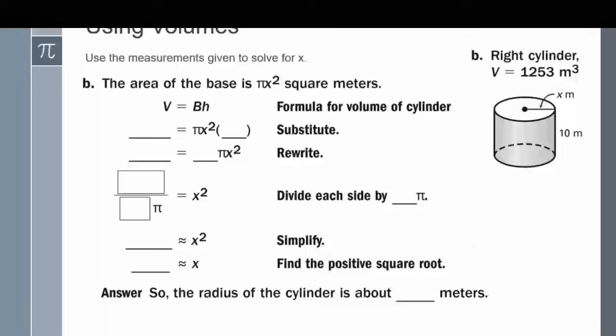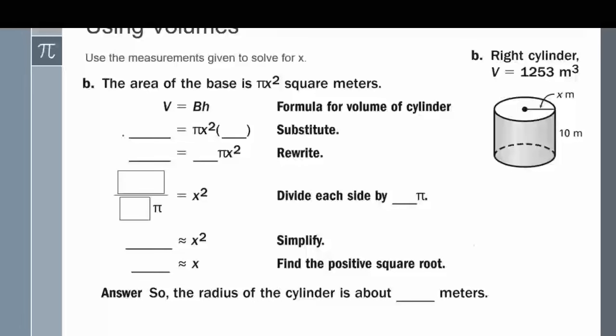In part B, we are given the volume of the right cylinder, which is volume equals 1,253 meters cubed. We need to find the radius of the cylinder. We also have the height over here. So we start by writing the formula volume equals base times height. We know that the base for a right cylinder is the area of the circle, which is pi r squared. Here we're just going to rewrite r as x, so it's just going to be pi x squared.